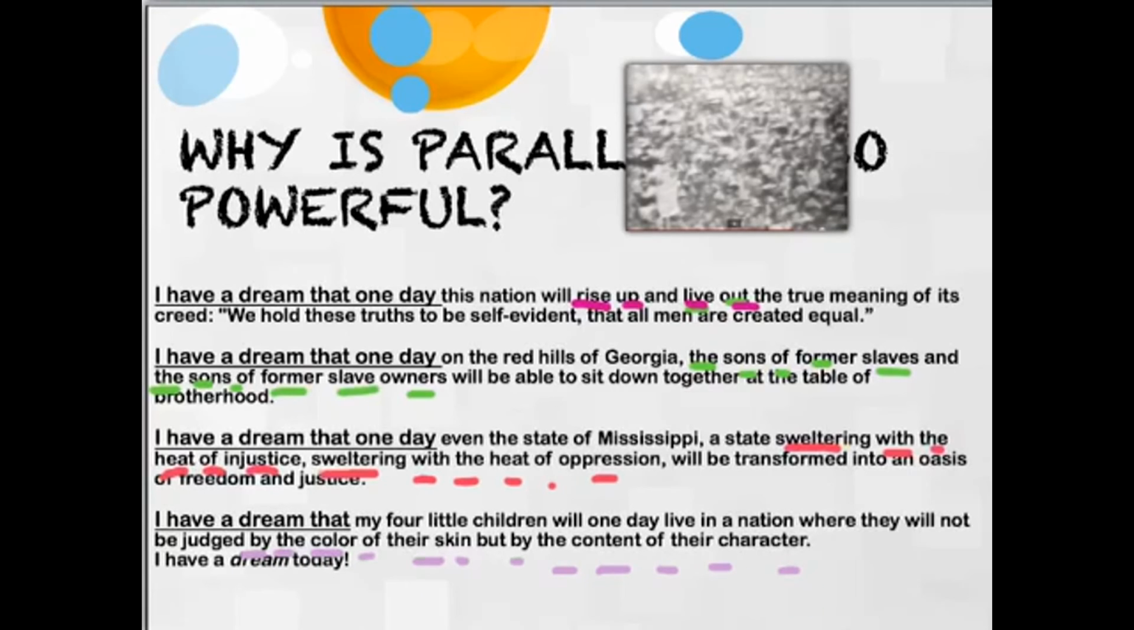Again, everyone remembers the "I have a dream" part of the parallelism within Martin Luther King Jr.'s speech, but it is important to note that he was masterful at weaving in parallelism all throughout his speech, not just with "I have a dream," but in the other parts of his speech as well.